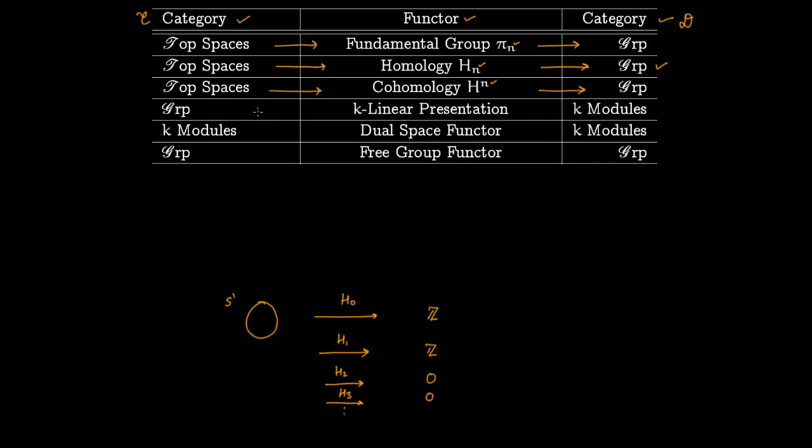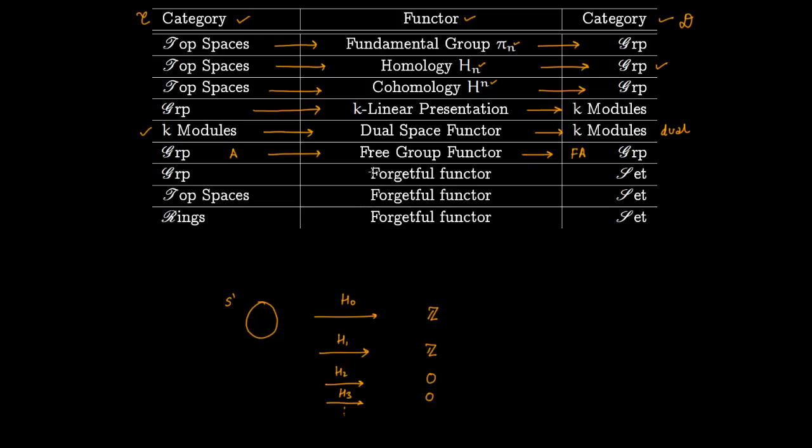Again you have linear representation, so groups can be turned into modules. Then you can take a k-module to its dual space, a k-module to a k-module, which is the dual of this module right here. So this is the dual space functor. Then you can take a group A and associate with group A some free group. So this is the free group functor. It takes a group A and associates to it a free group.